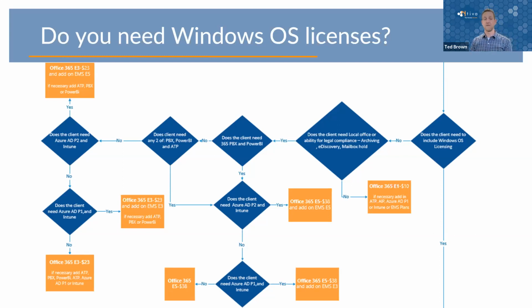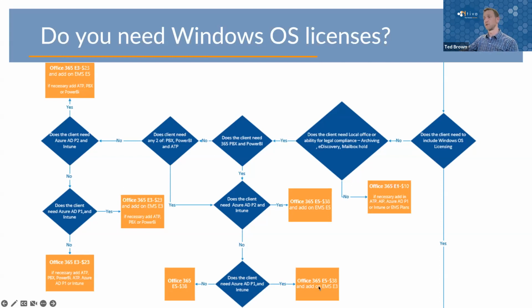Now, the EMS E5 is a great SKU, which does include the Azure AD P2 and Intune, but it's cheaper to go in the direction of buying Office 365 E5 and additionally the EMS E5, instead of going directly to the Microsoft 365 E5, which contains it all. So this will be a lesser price going that direction. Again, trying to make sure you get the most value out of the money you're spending with Microsoft. But say if you don't need any of that, you can come down to: does the client need Azure AD P1, just needs to do conditional access, and does it need Intune?